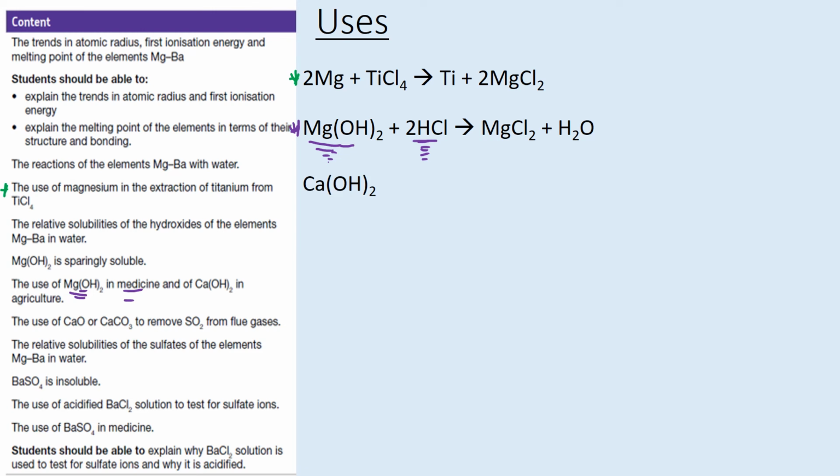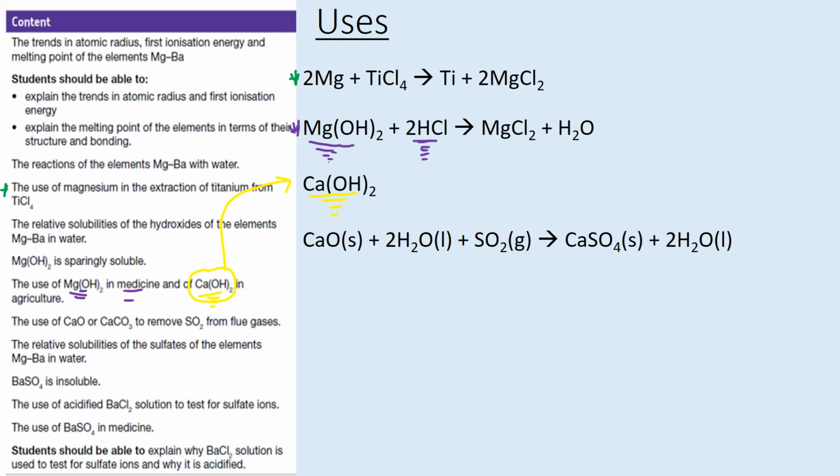And next we have the use of Ca(OH)2 here in agriculture, and there's no equations for this one. We just need to know that this is a base, and when dissolved in water it will form an alkali. So what it does is it increases the pH of soil. So if you have slightly acidic soil, you can add slaked lime, which contains calcium hydroxide, and what that does is it increases the pH and improves crop yield and growth of certain plants in agriculture.